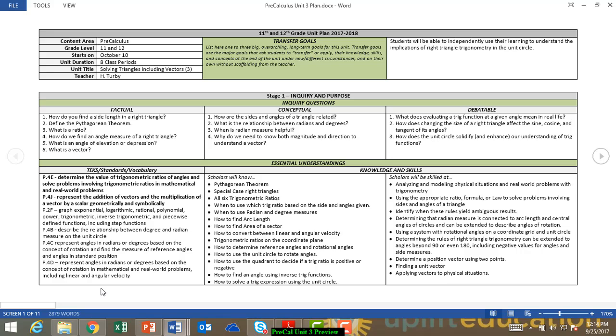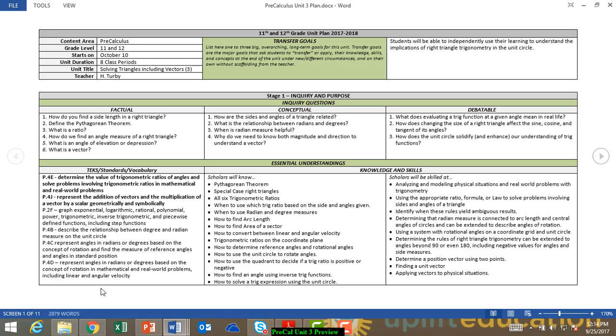So the unit plan is made up of 3 sections, so we're going to start with our big goals for this unit. Because this is the first unit where scholars are introduced to their trigonometric functions, which they have not seen since geometry, our big focus is understanding right triangles and the unit circle.